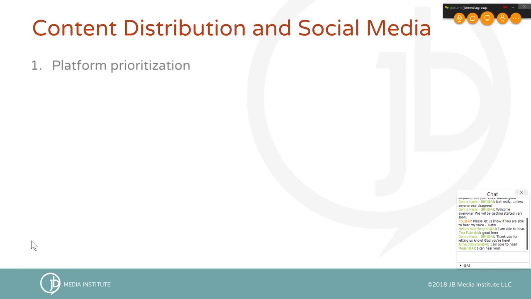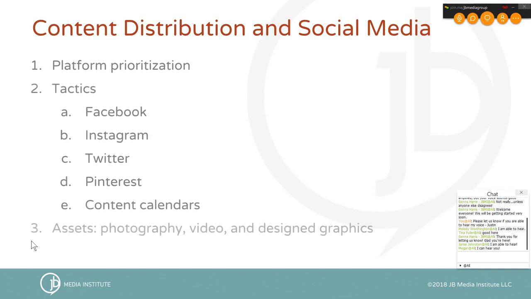So I'm going to talk about prioritization, and some tactics for each one. I'll go really quickly through that, including content calendars. And then talk a little bit about assets. Social media really requires assets, including photography, video, and design. And if you don't have that, then it's going to be really hard to look really professional and see the results you'd want to see there.